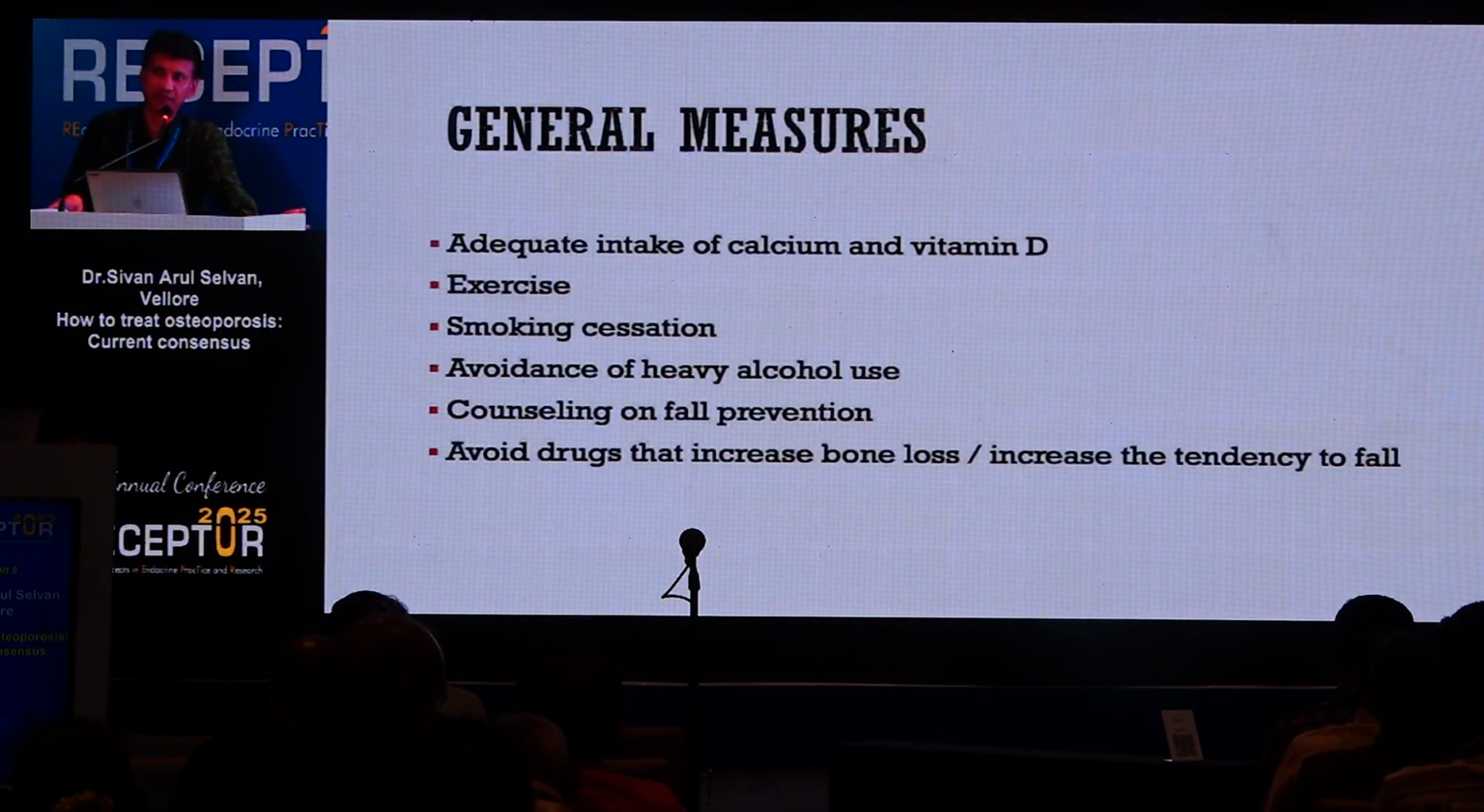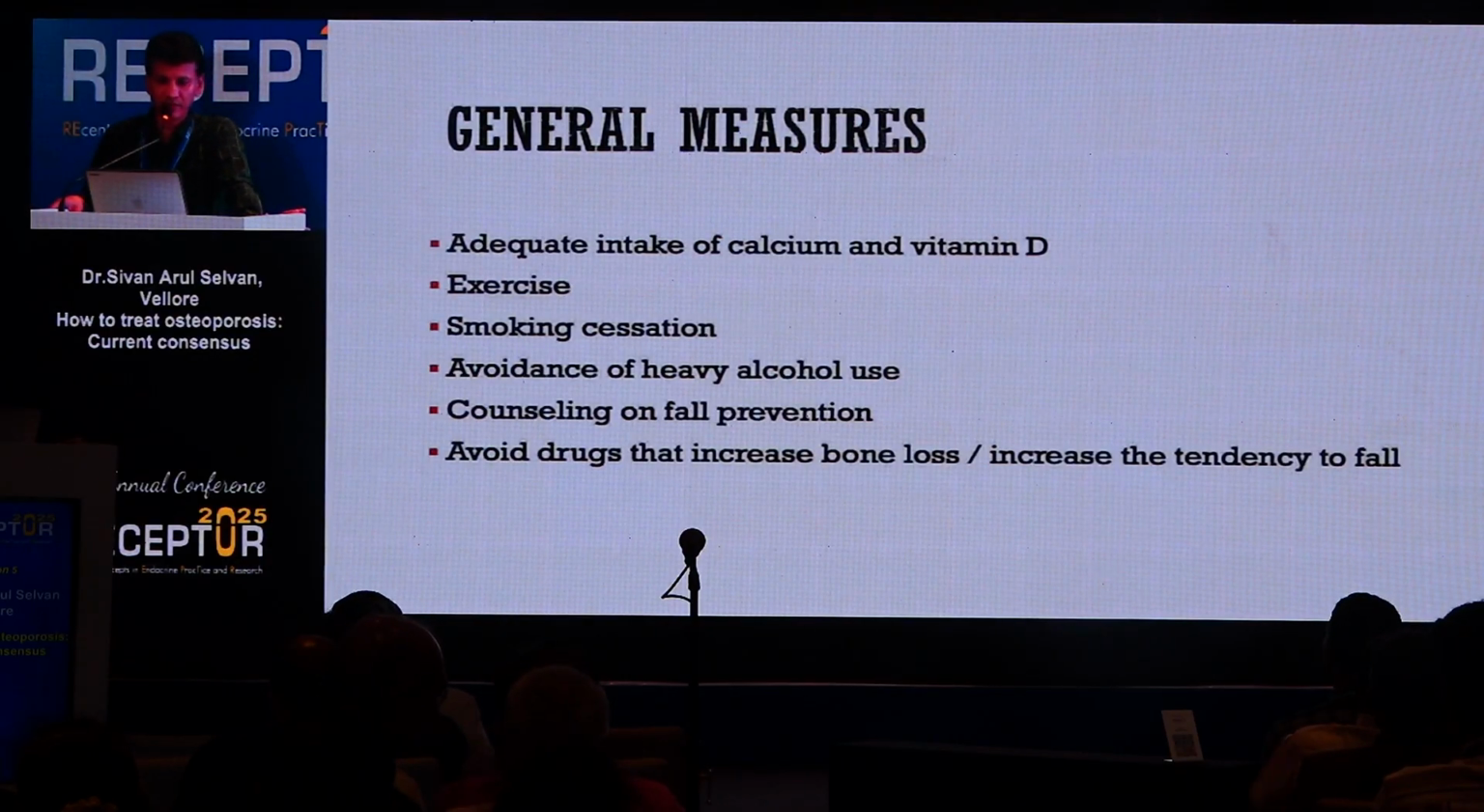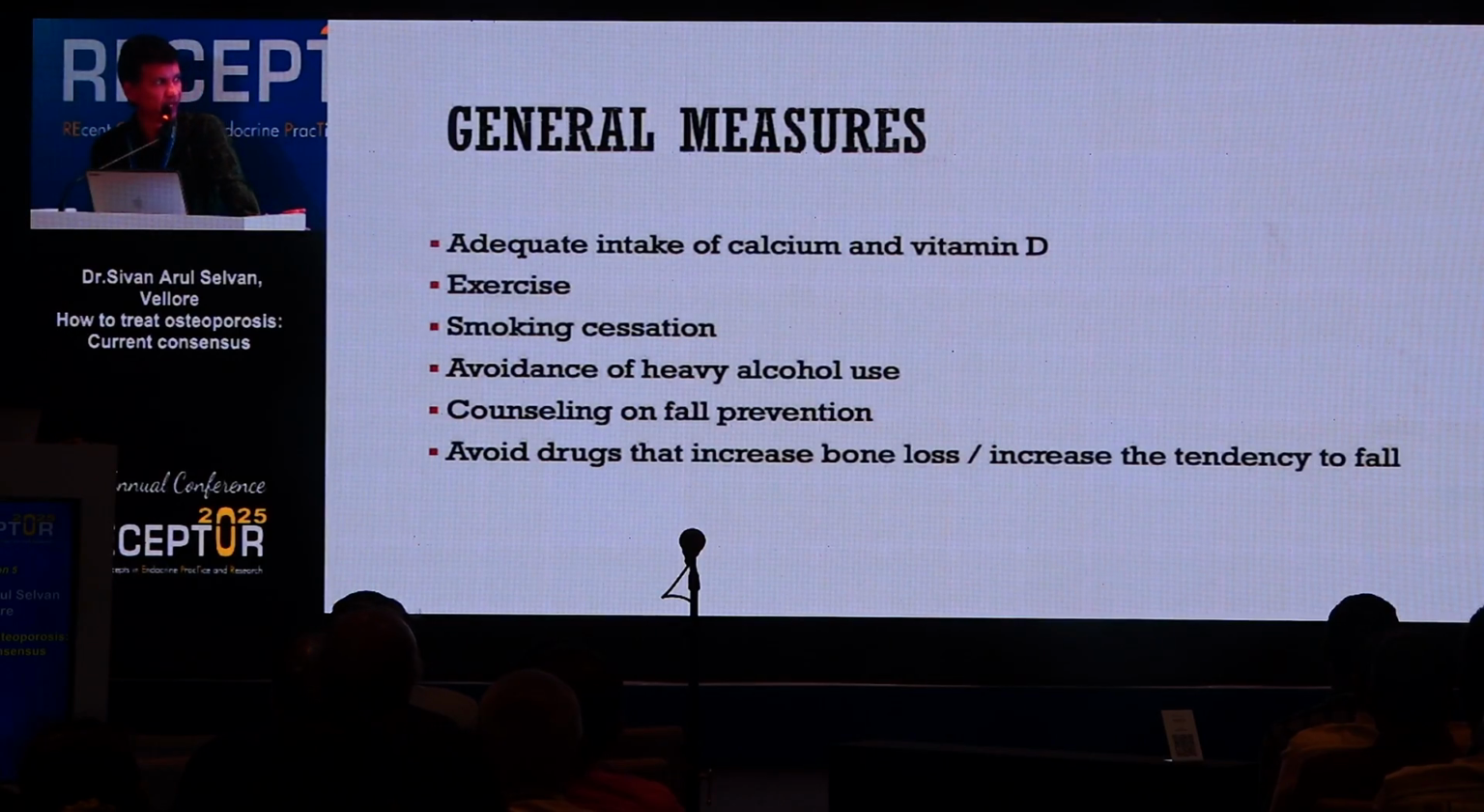The most common reason for a fracture in an old age patient is that they fall in the bathroom, either due to slippage or lack of light. So they need counseling regarding various fall prevention measures, and they should avoid drugs which can increase the chance of falls, like sedatives, diuretics, etc. And try to minimize the drugs which can increase bone loss, like steroids, etc.